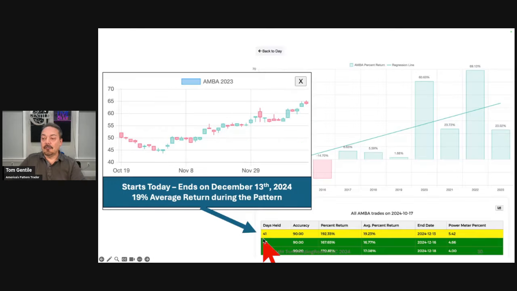So when I looked at these, here's the stock that was at the top today. It says AMBA. It has a start date of today, and it ends on December 13th. It has a 19% average return during the pattern. So armed with that information, if you're a trader or an option trader, you already have 99% more information than most people. Because if you're looking at a trend, that's great.